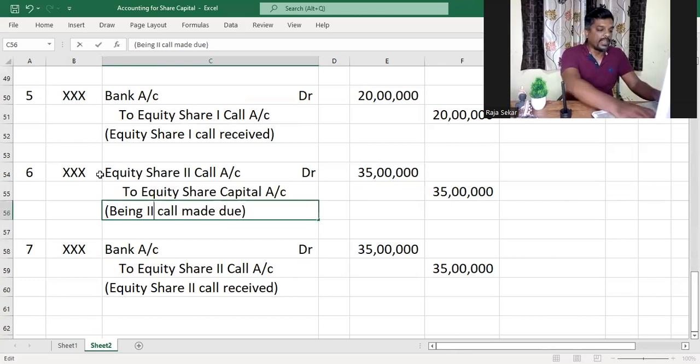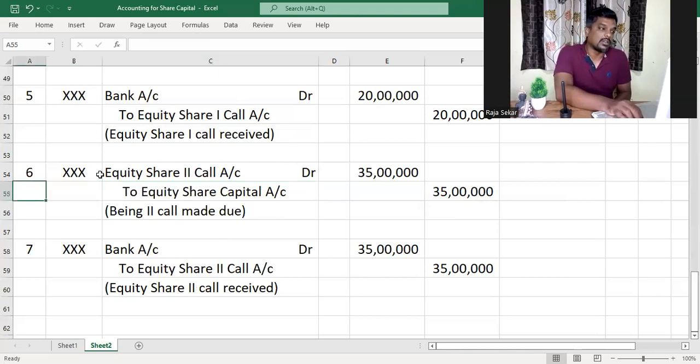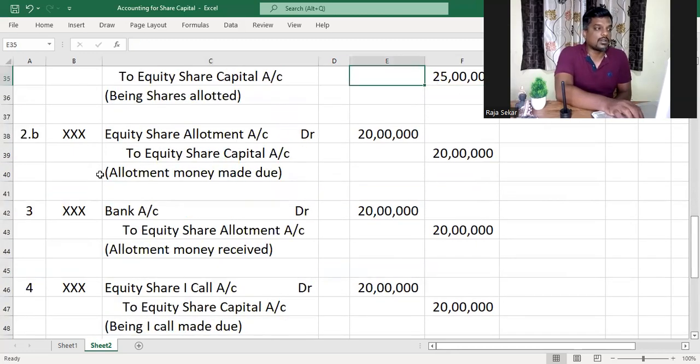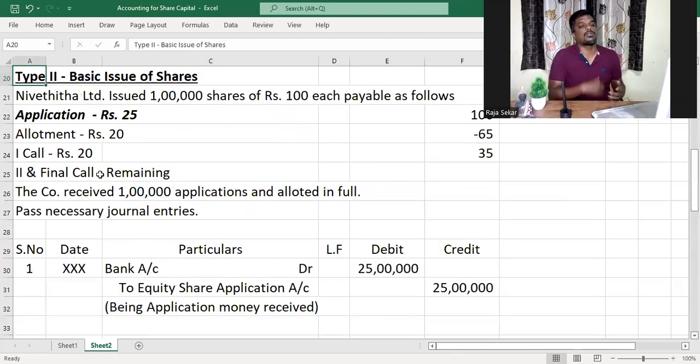So this is your basic journal entry, basic issue of shares problem in which we pass the journal entries. It does not involve any complications whatsoever, like it does not have calls in arrears, calls in advance or anything. And we don't have any oversubscription, undersubscription. All of those things we'll learn in the remaining classes, remaining videos, one after the other. I'll introduce those things to you.